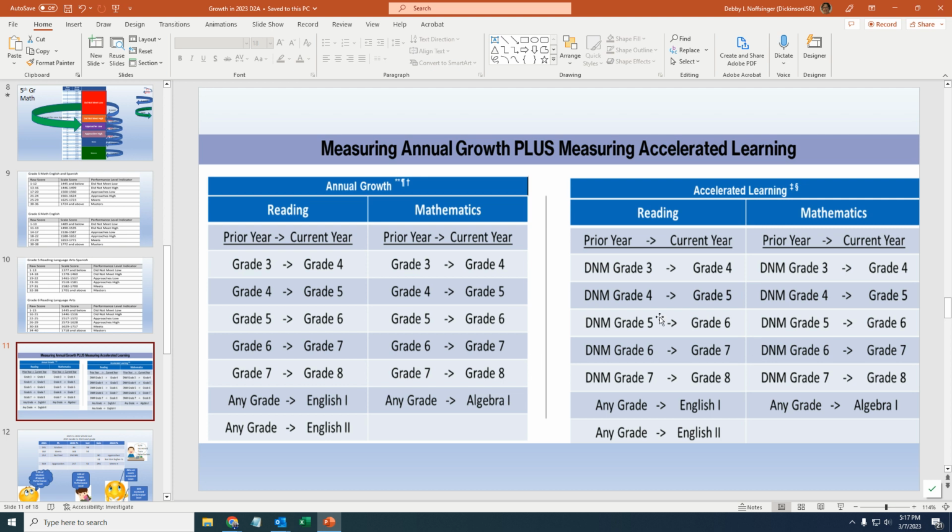Again, here's just another way of looking at where we can get our annual growth points or our accelerated learning points. It has to be in reading or math. You have to go from one year to a grade higher the next year than you took. We can earn our growth points in English 1, in English 2, in algebra. English 1 is new for us, okay? And we can earn our accelerated learning points.